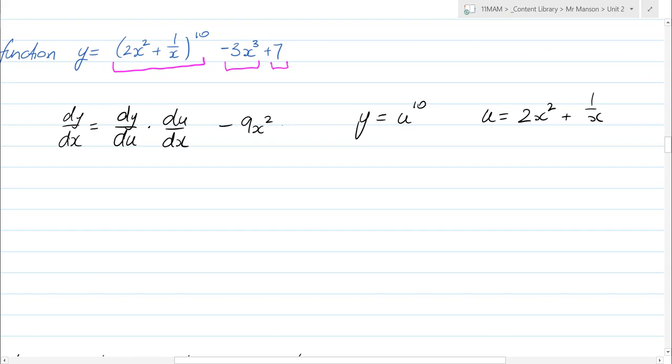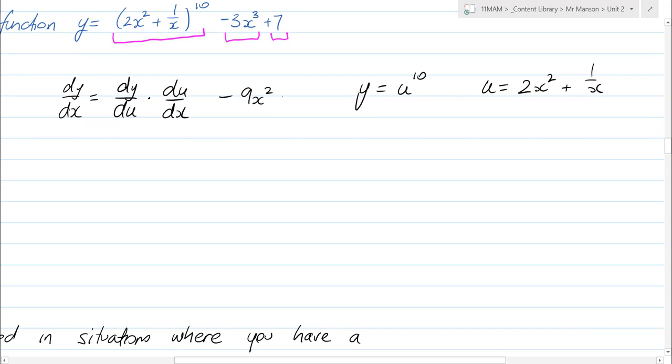If you're happy with the chain rule, incidentally, a fair chunk of next term is going to be chain rule of exponential logs and periodic functions. And the good news is that actually they're not that much harder. In fact, some would say this is the harder bit. So that's good for you.